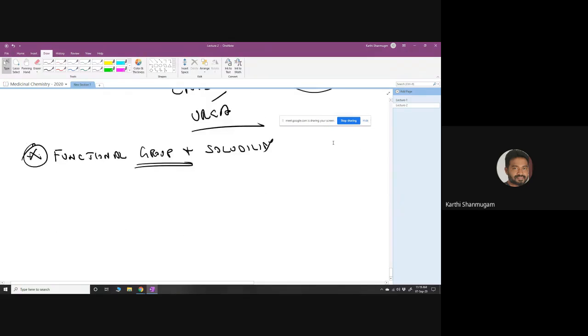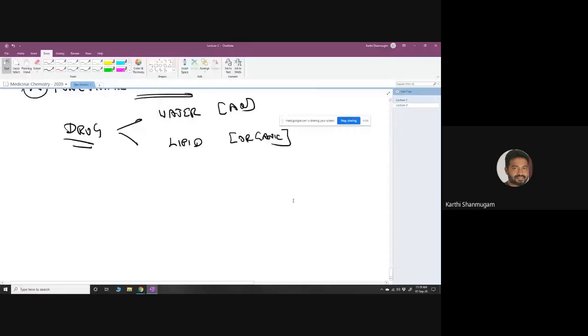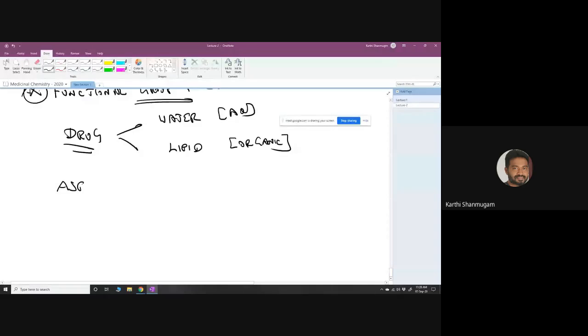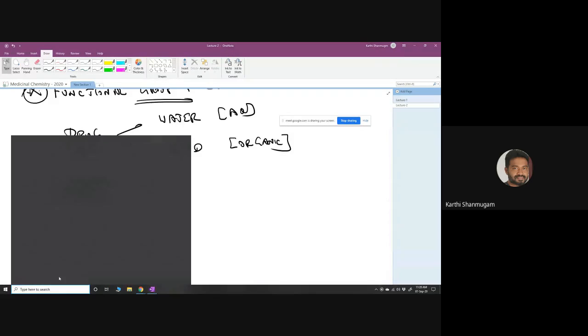Before going to acidic and basic functional groups, if you take any drug molecule, we expect the drug molecule to be soluble in water or aqueous medium and in lipid or organic solvent. Any good drug molecule should have balanced solubility between water and lipid. We'll take one example. A very commonly used drug molecule is aspirin. I am just going to show the structure of aspirin to you.